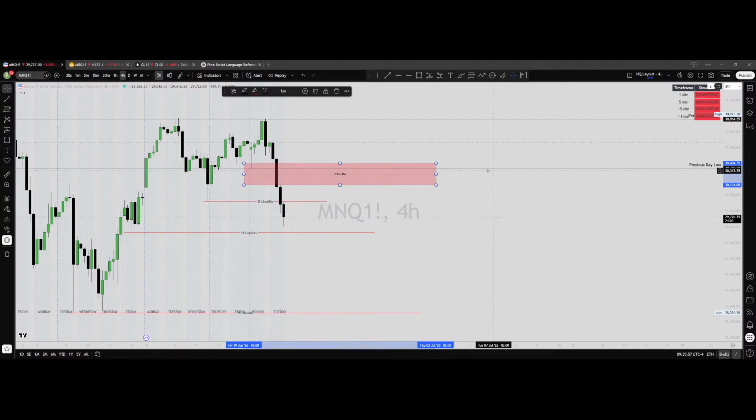So previous day low will be a great level for us if we can get to see the price here, and if we see the price reject on 15-minute time frame, we will be looking to short till whatever low it makes right now.